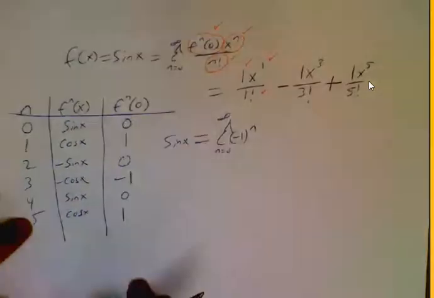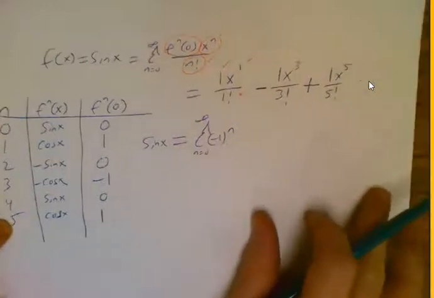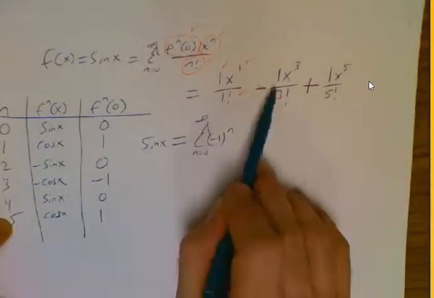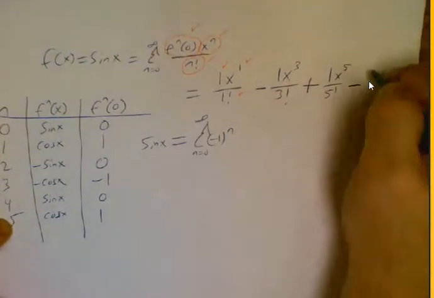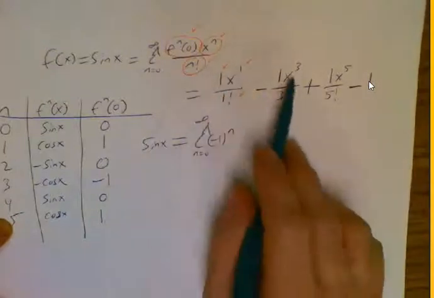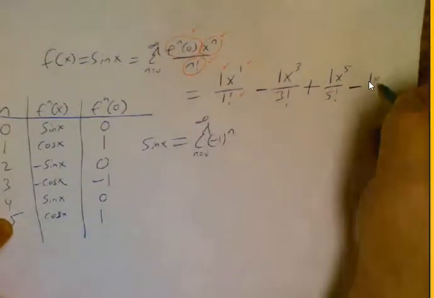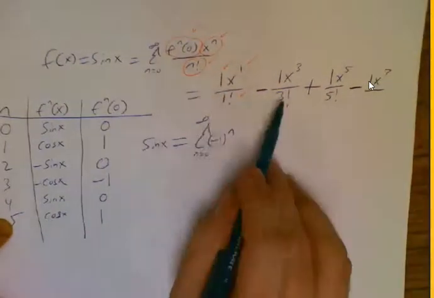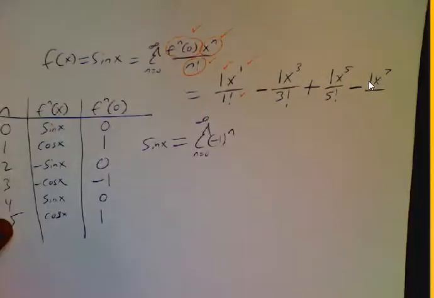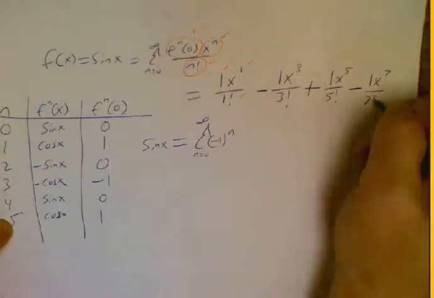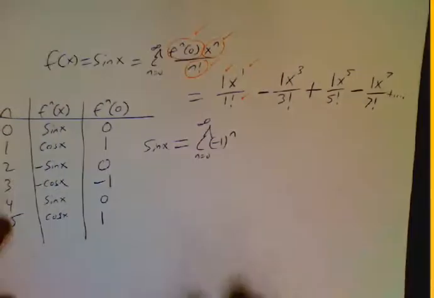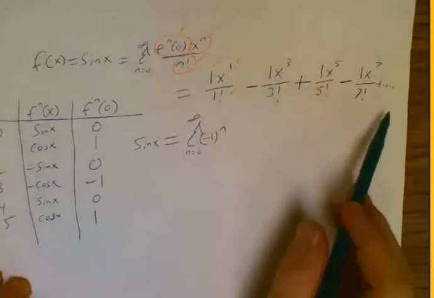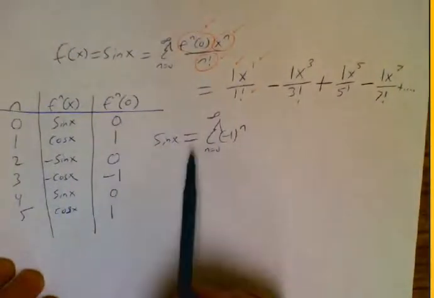And without even doing any more of the chart, I could probably figure out what the next term is going to be. It went plus, minus, plus, minus: 1, x to the 1, x to the 3, x to the 5, x to the 7, over 1 factorial, 3 factorial, 5 factorial, and 7 factorial, etc. So there's my first 4 non-zero terms for sine x.